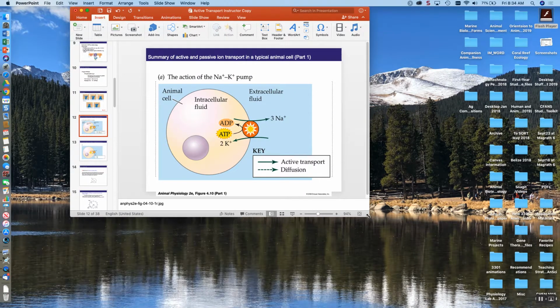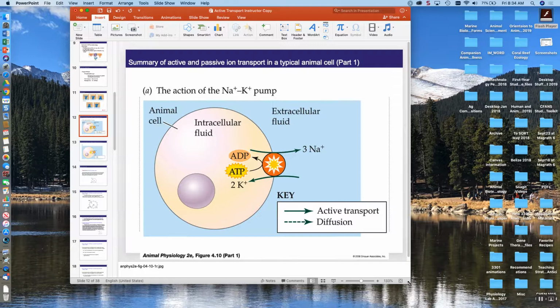Again, what we talked about last time was the primary active transporter. This is the sodium potassium ATPase. You can see up here sodium potassium. It should say ATPase if you want to be formal about it. A lot of times it's just fondly known as the pump.